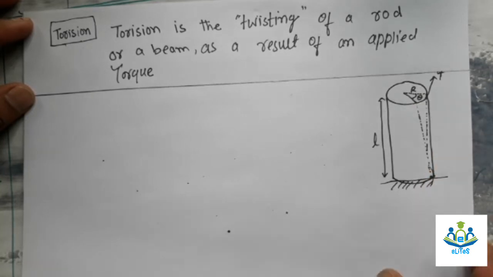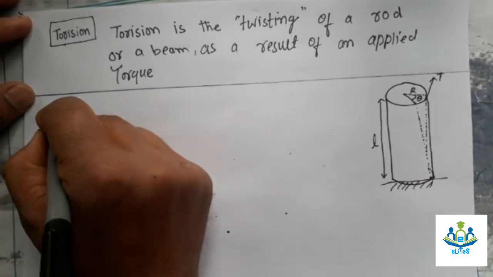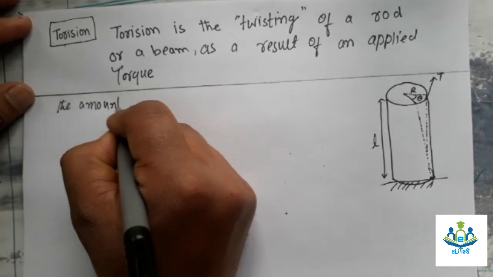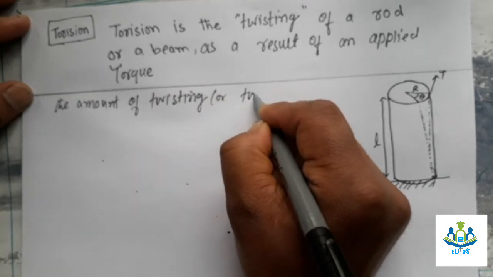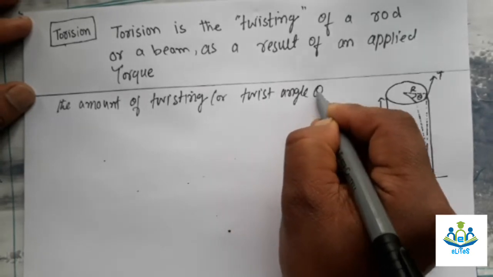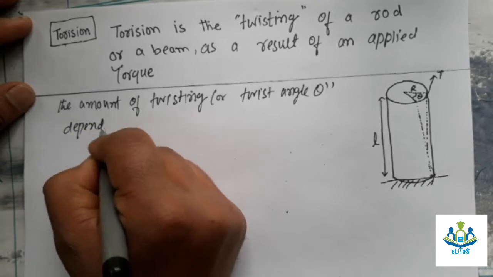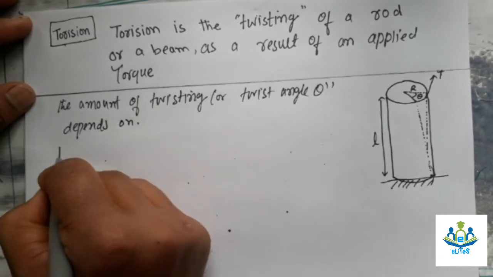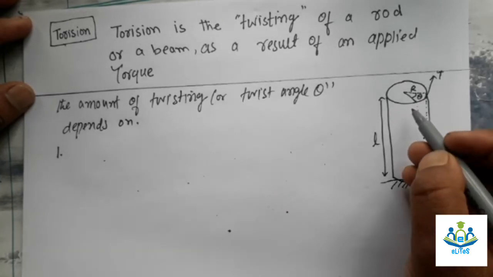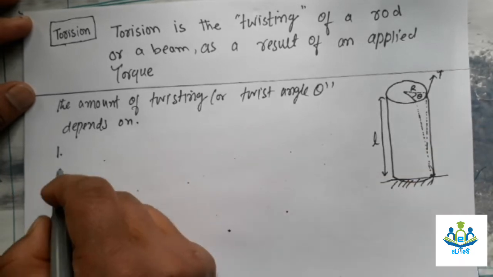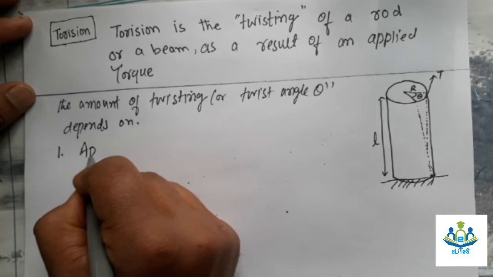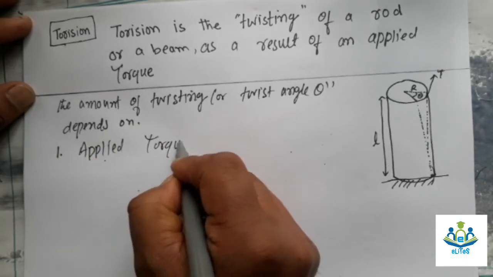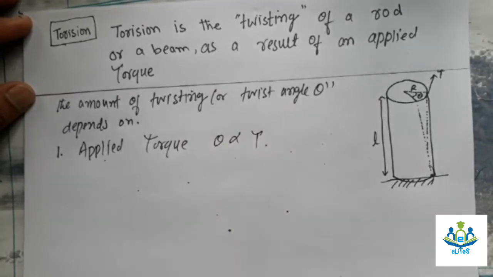This theta depends upon many factors. The amount of twisting or twist angle theta depends upon, number first, the torque. When I apply torque, it gets twisted. The more I wish to twist, the more I have to apply the external torque. So theta is directly proportional to tau, this twisting angle.